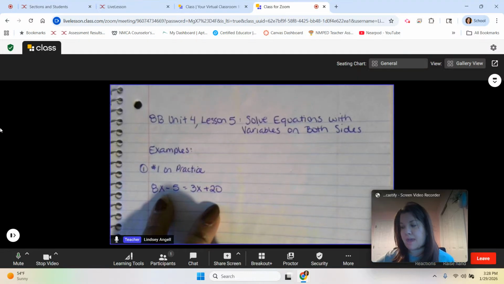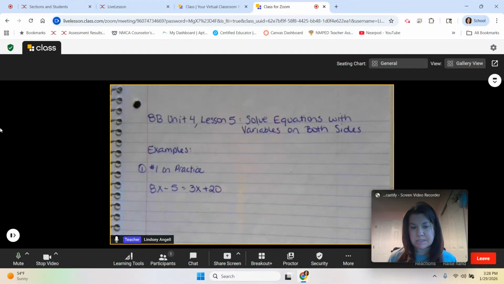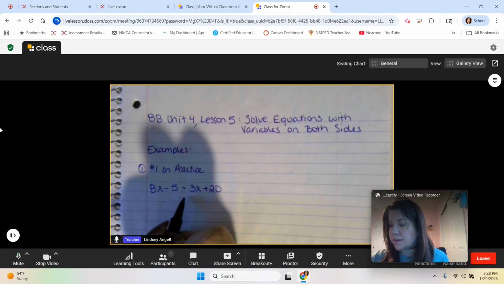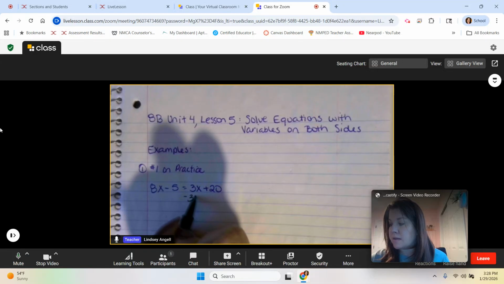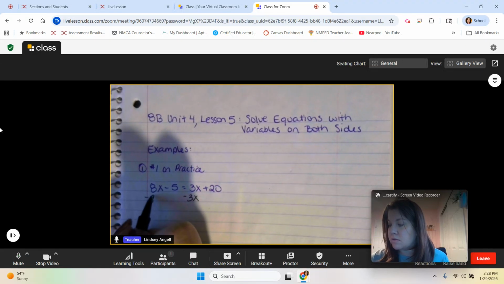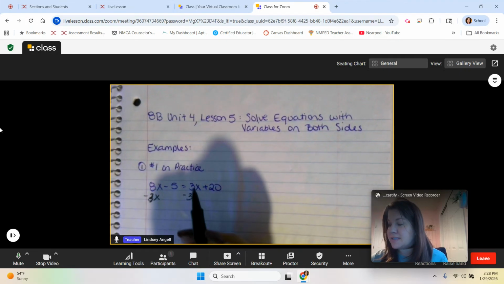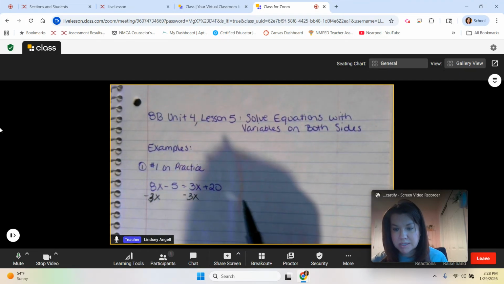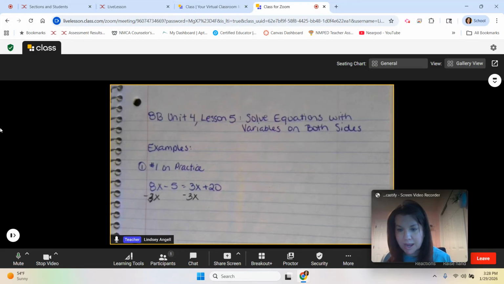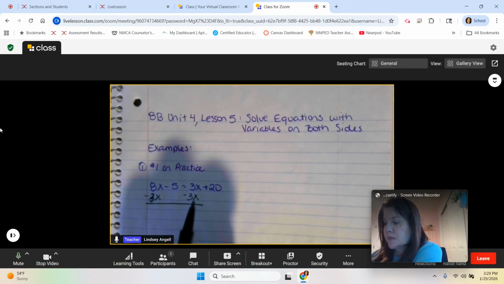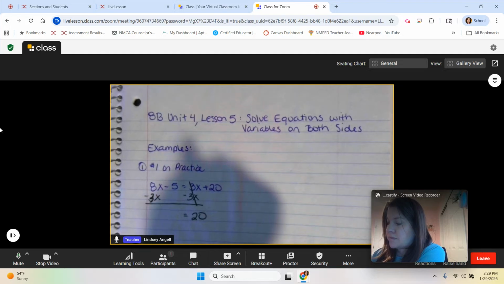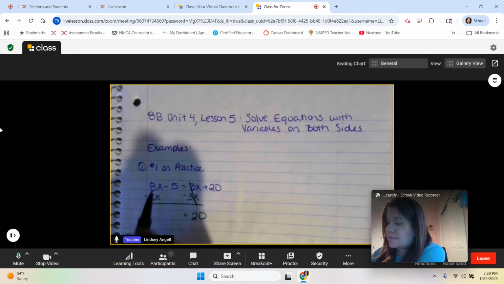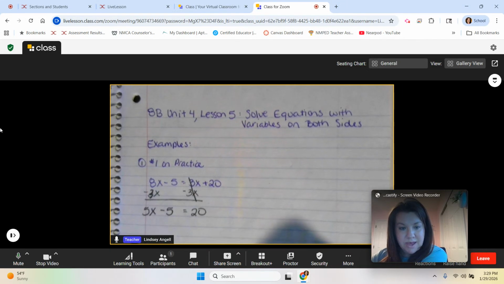Right here we have 8x minus 5 equals 3x plus 20. I'm going to move this 3x over to the left by subtracting 3x from both sides. Because on the right, 3x minus 3x, if you have 3 x's and you take 3 of them away, you now have 0 x's, right? So those will cancel, and on the right we're left with 20. Then we have 8x minus 3x, well that's 5x, and then we still have minus 5.